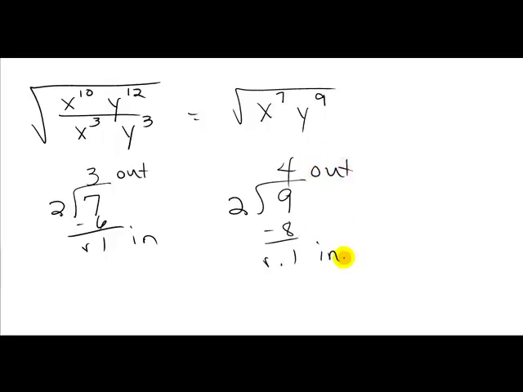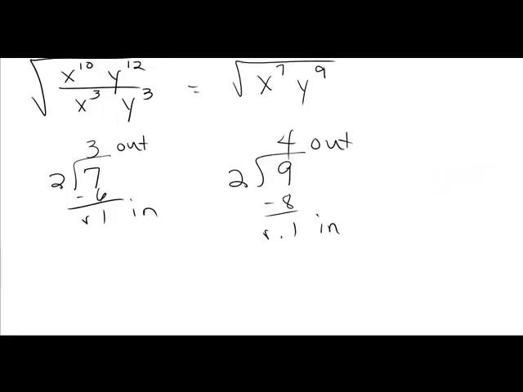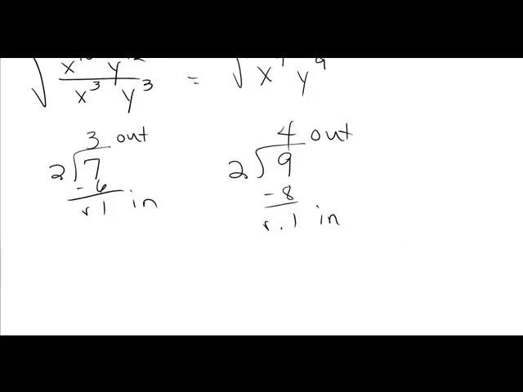So that gives me a final answer of x cubed. Well, I'm going to run out of space, so I'm going to move us down a little bit. That's going to give me x cubed out, y to the 4th out, and inside I will still have 1x and 1y.